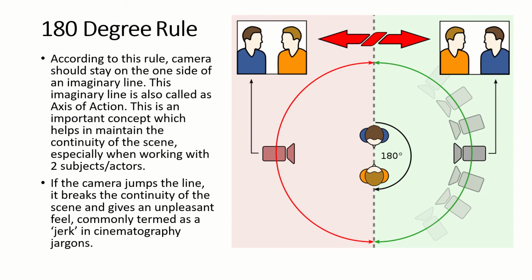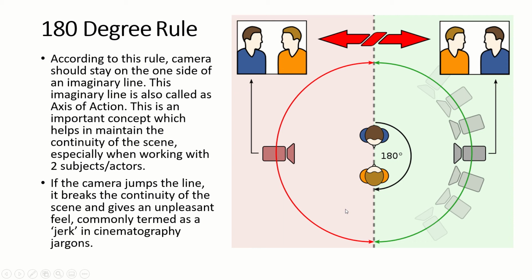First in line, and the most important rule is the 180-degree rule. To understand this, let's see this image with an imaginary line crossing the two subjects, forming an angle of 180 degree. The rule is that to maintain the continuity and the position of the subjects, the camera should move on the same side. Yeah, the same side like this. If the camera jumps the line, it gives a distorted feel that is commonly called as continuity break or jerk.